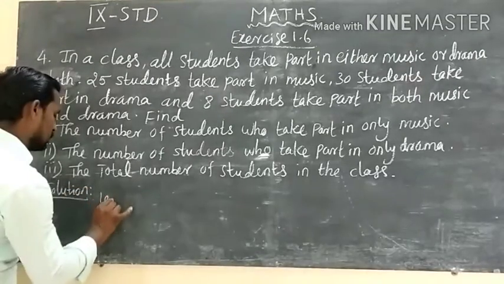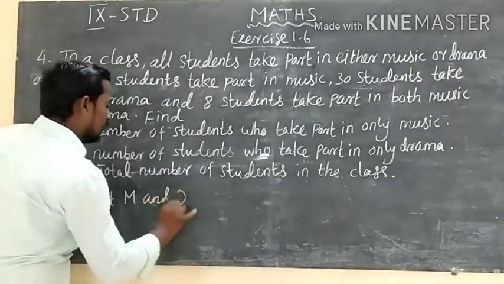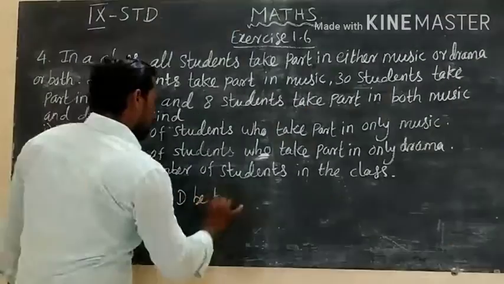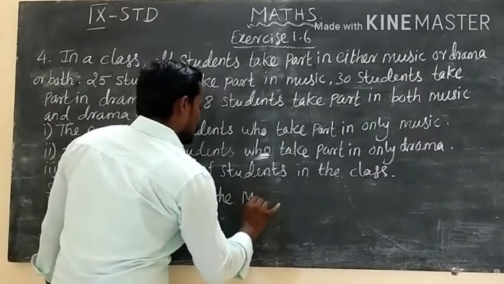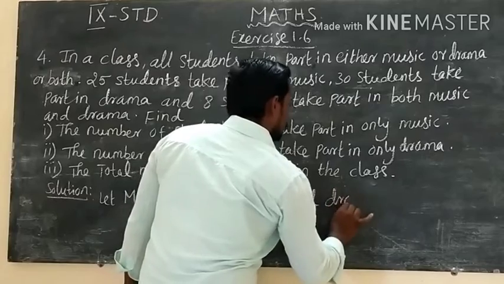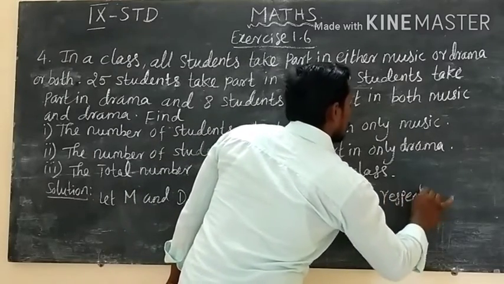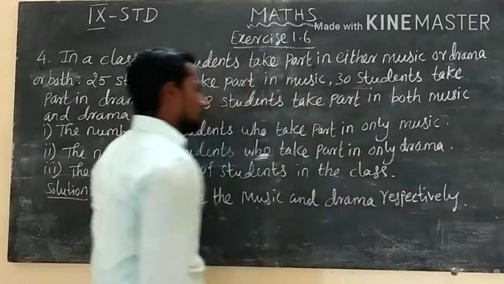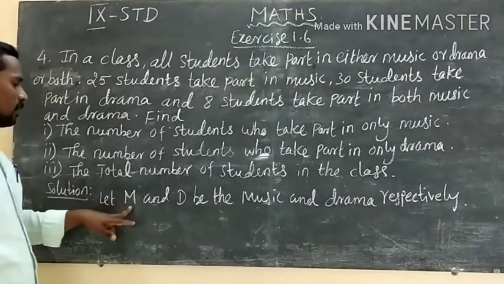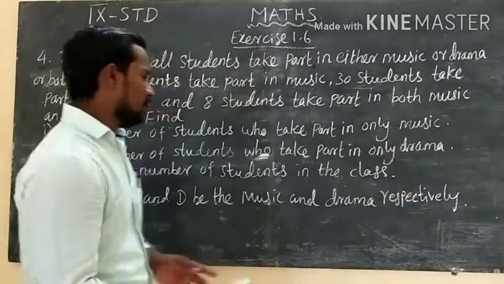Solution: let M and D be the music and drama respectively. So first define the notation: M and D be the music and drama respectively.